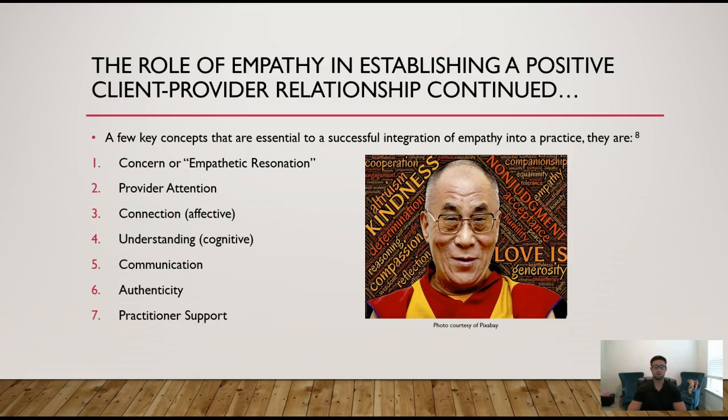A few key concepts are really essential, though, to a successful integration of empathy into a practice. The practitioner needs to show concern or empathetic resonation. The clients need to make sure that they feel that their practitioner is being empathetic. They need to make sure that they're paying attention, that they're establishing a proper connection and showing proper understanding, so the affective and cognitive portions of the interaction with the client. And then their communication and the authenticity of that communication needs to be apparent and very intentional by the provider.